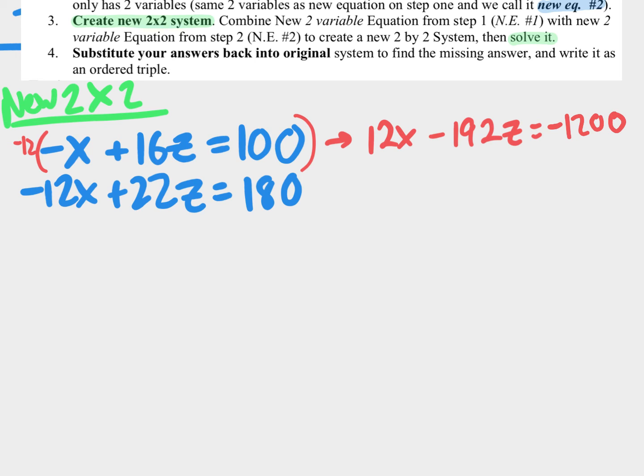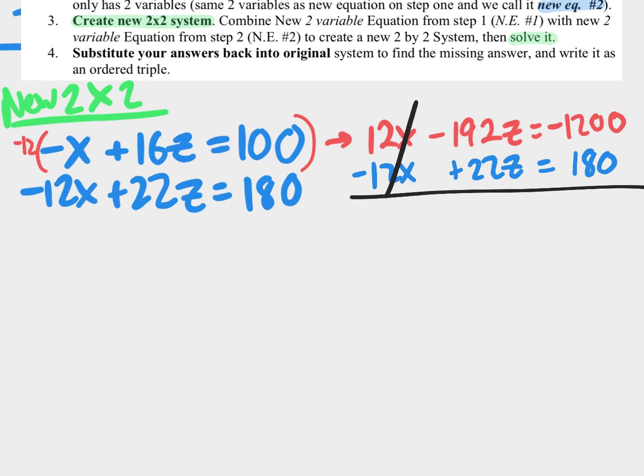The bottom one, we're just going to rewrite it. That's negative 12x, plus 22z, and that is 180. Now we could combine the lines. The x's eliminate, and we end up with negative 170 with the z equaling 1020. Negative 1020, is that right? Okay, thanks for verifying that.